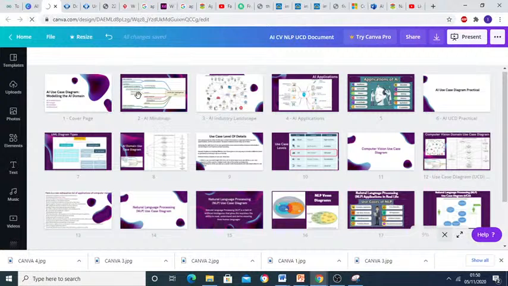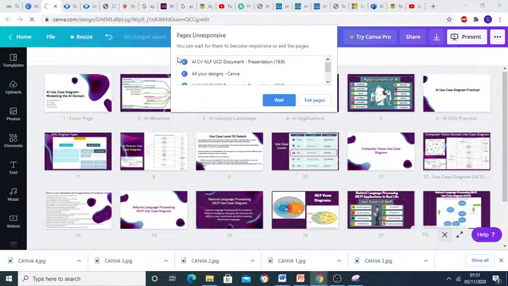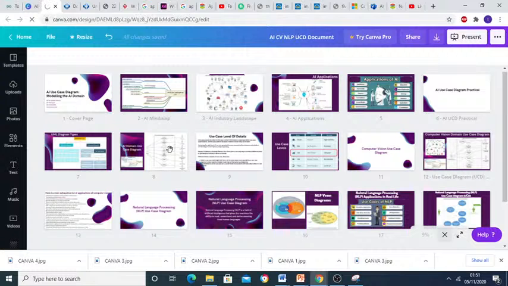We've been able to go through the AI mind map. We've been able to look at the AI industry landscape to understand which industries, sectors, and domains have an appetite for implementing artificial intelligence solutions. And on a one-by-one basis, we have started looking at the package diagram and use case diagram as part of design work for artificial intelligence.